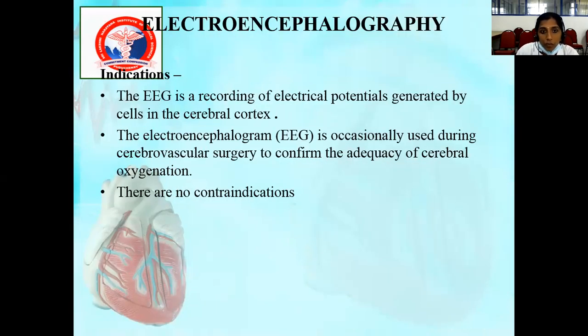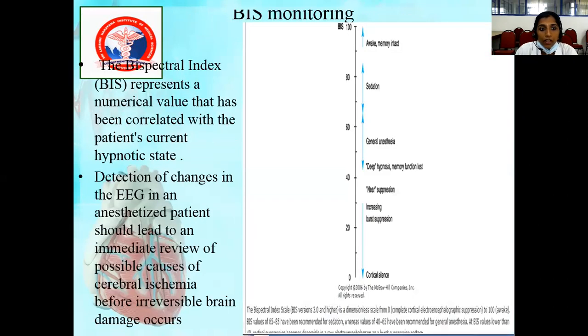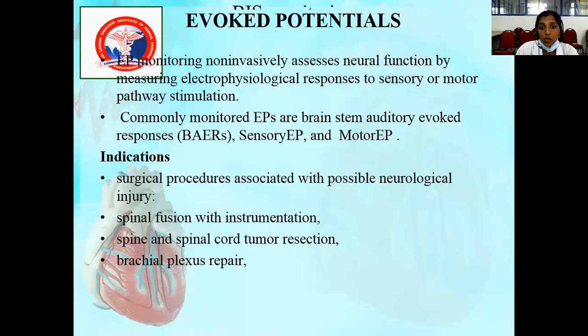Then we have EEG monitoring. EEG is basically the recording of the electrical potentials which are generated by the cerebral cortex. Then we have BIS monitoring, or the bispectral index monitoring, which is used mainly in general anesthesia to detect how aware the patient is. Basically, we put the BIS monitors and we record, and values are from 0 to 100. Then we have evoked potential monitoring. Basically, we have sensory potentials and motor potentials. These are mainly used in neurosurgeries.